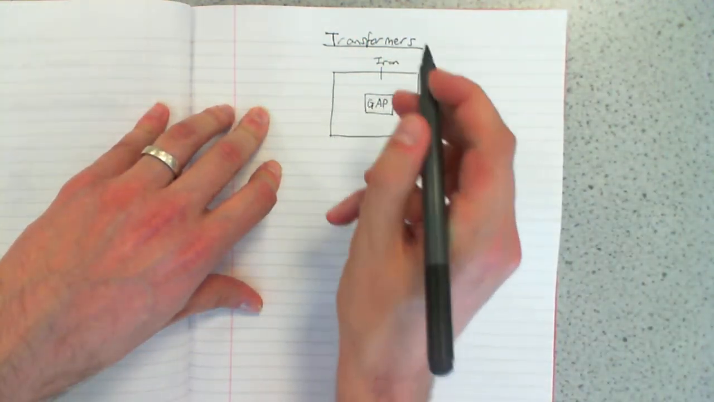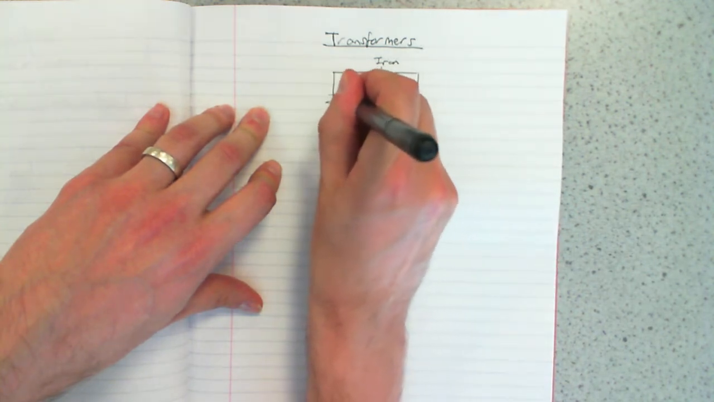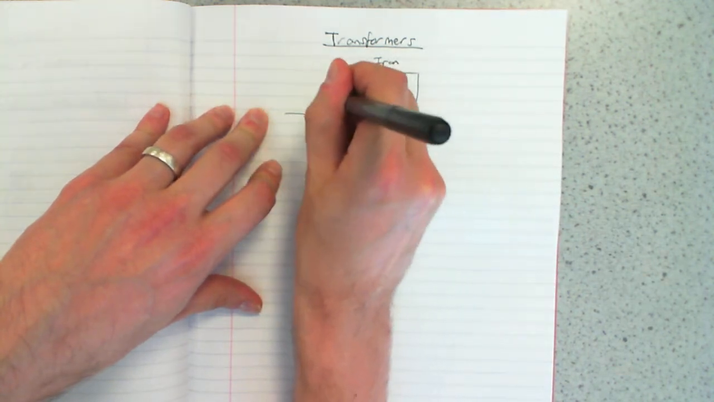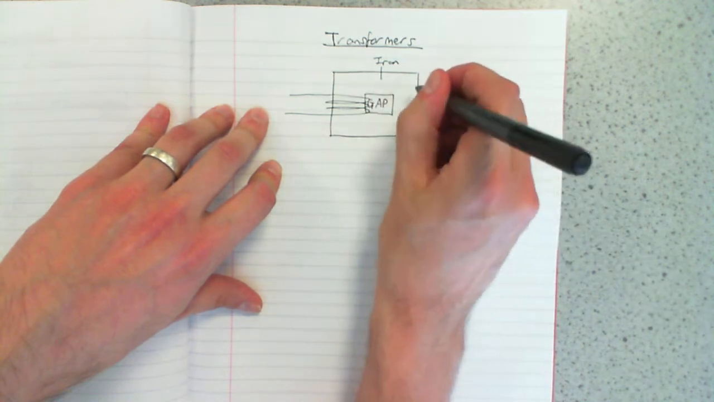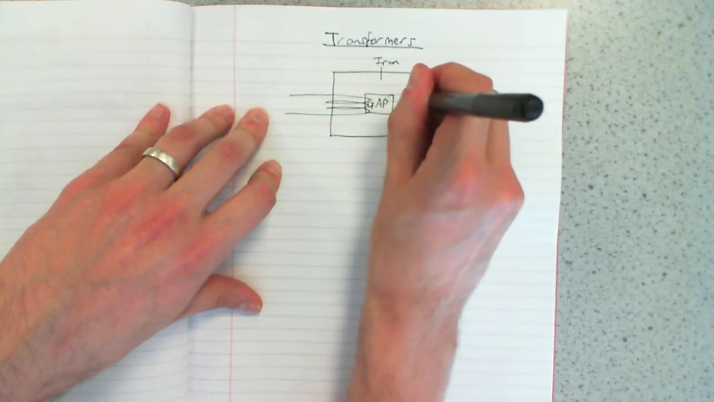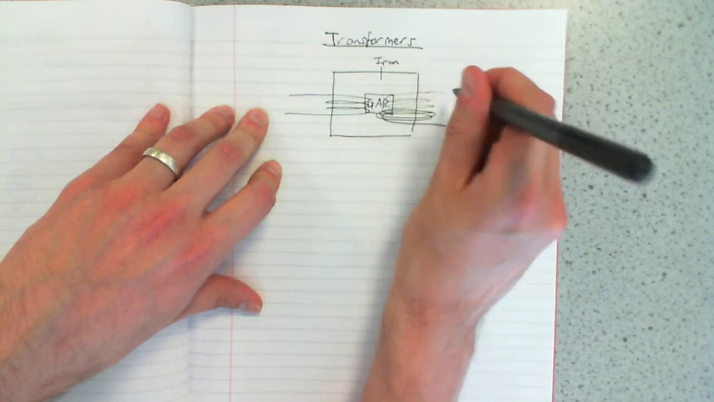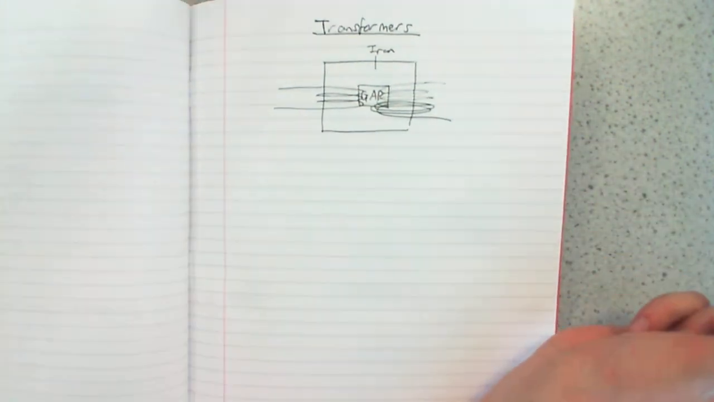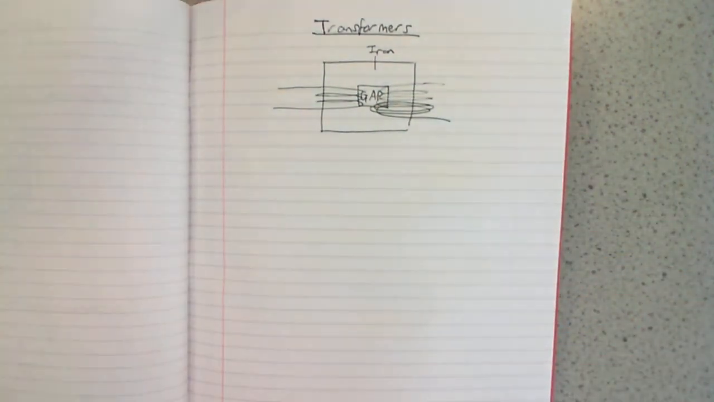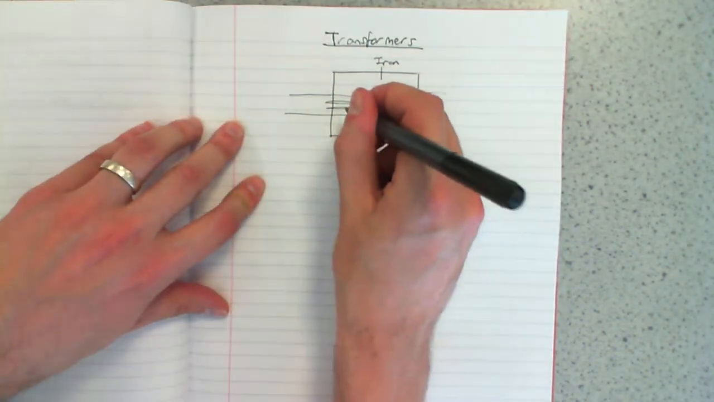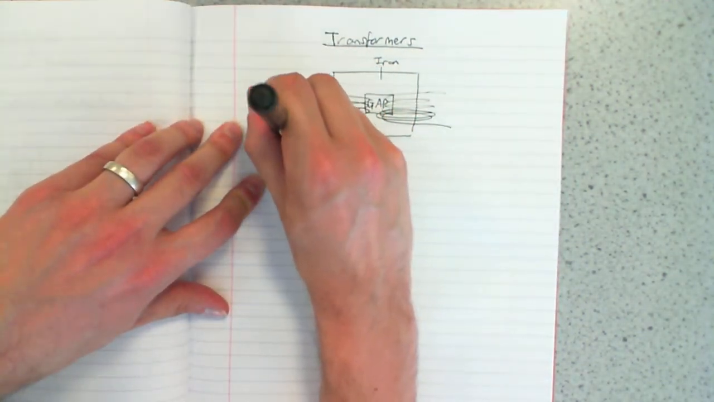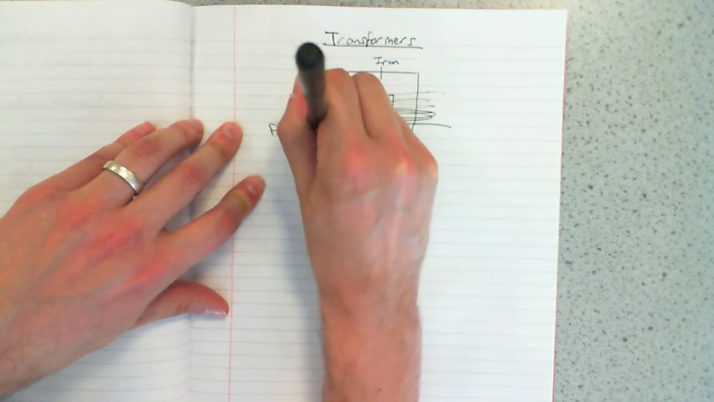What we have on the left hand side is a wrapped coil, and on the other side we have a wrapped coil. On this side I'm going to wrap more around. I'll explain what type of transformer that is in a minute. So what we call this is the primary. Primary means first, so it's the primary coil.